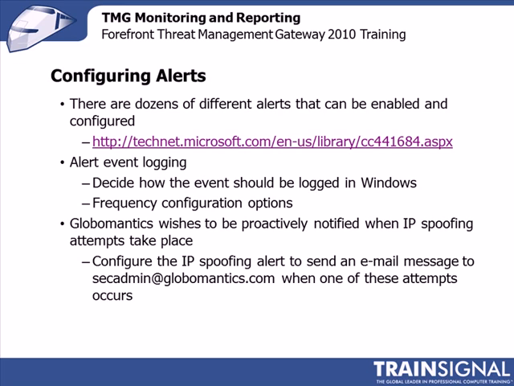Global Mantics wishes to be proactively notified when an IP spoofing attempt takes place. So configure the IP spoofing alert to send an email message to secadmin@globalmantics.com when one of these attempts occurs. So we're going to go over to the Threat Management Gateway console right now, and we're going to take a look at alert event logging, and we're going to configure this IP spoofing alert.